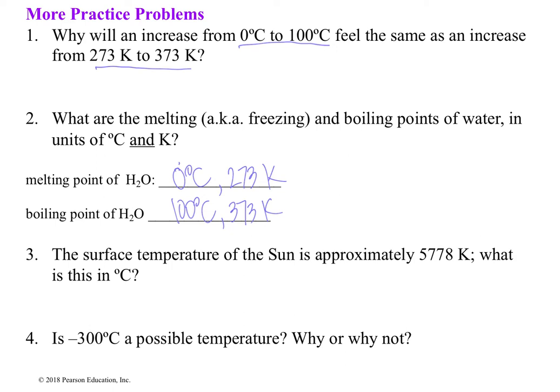Okay, the surface temperature of the sun is approximately 5778 Kelvin. What is that in Celsius? So we'll do 5778 Kelvin equals Celsius plus 273. We'll subtract 273 from that side, and we will get our temperature of the sun is 5504.85 degrees Celsius. And is negative 300 degrees Celsius possible? Well, if you look at the last couple slides, you'll see that 0 Kelvin is negative 273 Celsius, so we can't go lower than that, so no.